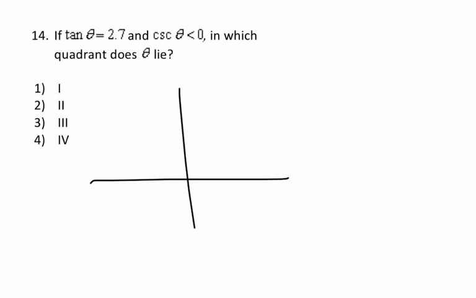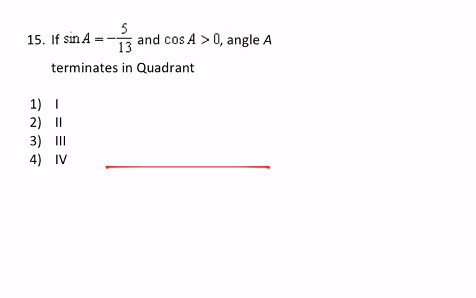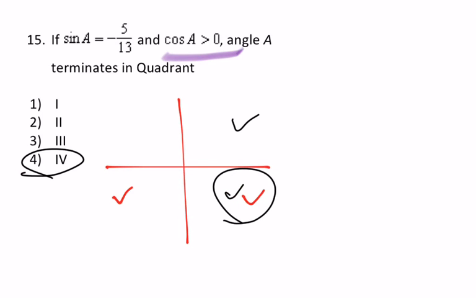Number 14. In this case, you realize that tangent is 2.7. That means it's positive, which is first and third. But cosecant is negative. That means 1 over sine is negative, which is the same thing as sine itself being negative, which is choice 3, the third quadrant. Same deal, sine is negative, third and fourth. But on the other hand, cosine is positive, so first and fourth, choice 4. Rather simple. Now let's go for number 16.